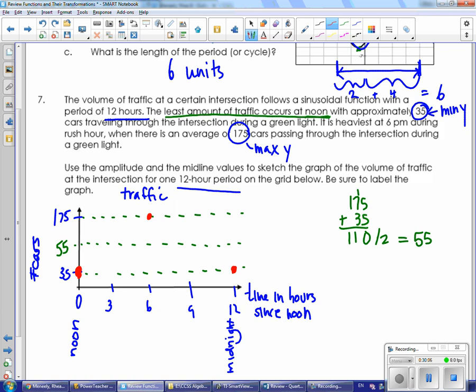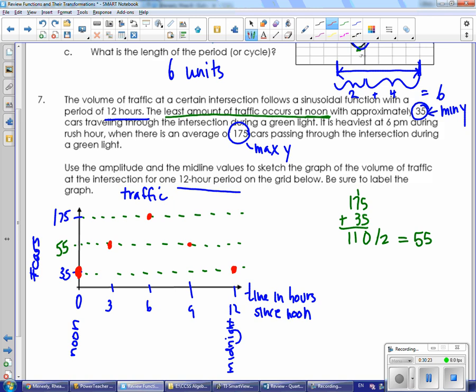And I can see now, the way this is structured, that this is going to be a negative cosine function. That means it's got to cross the midline at 3 and 9. And you need to make sure that you plot 5 points to get all of the credit for this problem, and then go ahead and sketch your graph.